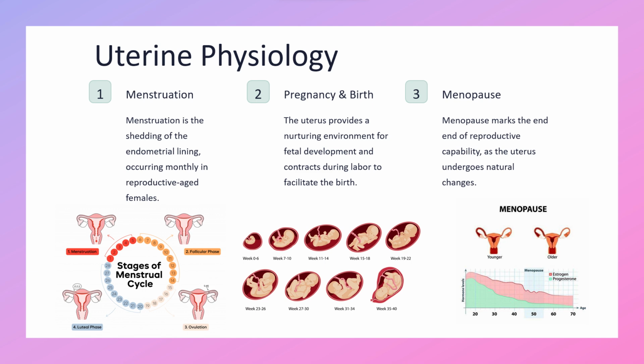Let's learn about uterine physiology. It involves menstruation, pregnancy and birth, and menopause. Menstruation is the shedding of the endometrial lining occurring monthly in reproductive age females. The uterus provides a nurturing environment for fetal development and contracts during labor to facilitate birth. Menopause marks the end of reproductive capability as the uterus undergoes natural changes.